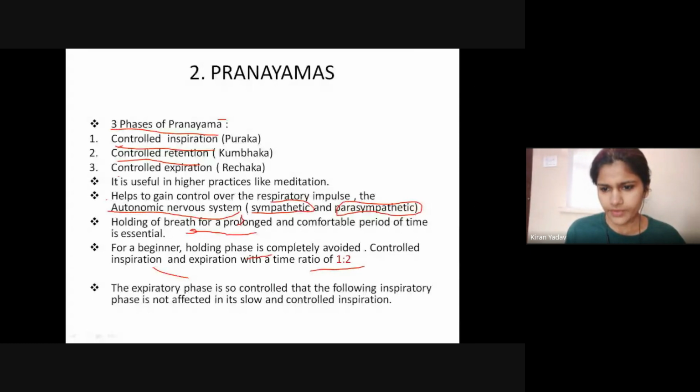The expiratory phase is so controlled that the following inspiratory phase is not affected in its slow and controlled inspiration. So when we are exhaling in a controlled way and our breath is slow and long, then inspiration will automatically follow it. So try to control your expiration so that inspiration will automatically be good.